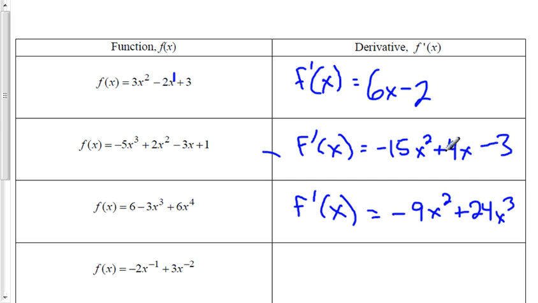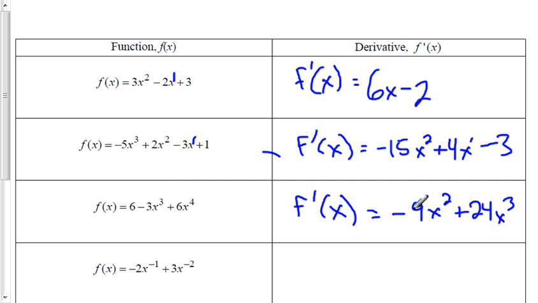2 times 2 is 4, and the degree is 1 less. Because again, that's understood to be degree 1. This is understood to be 1. 1 times negative 3 is negative 3, and 1 less is x to the 0, which is just 1. And then a constant, we just said before, the derivative is 0. Here, the derivative of a constant is 0.